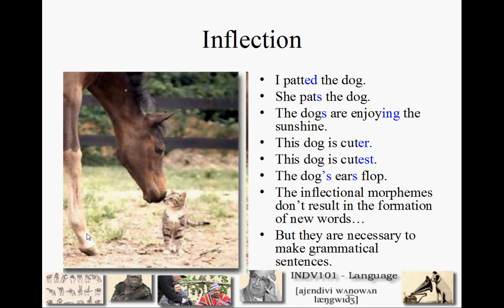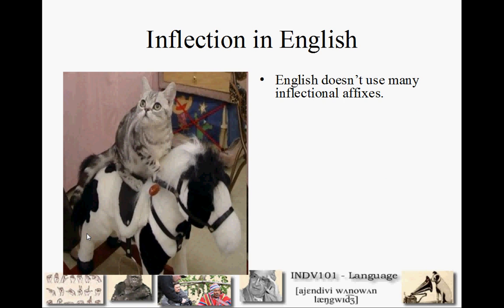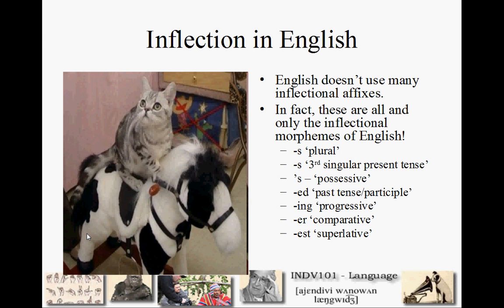So the inflectional morphemes, remember, morphemes are the smallest unit of meaning, are all highlighted in blue here, and they just add a little bit of grammatical information to the sentence. In English, we don't use a lot of inflectional affixes. There are actually only, let's see, 1, 2, 3, 4, 5, 6, 7 or 8 of them. Most of them use the sound S or Z, and they are all suffixes. So in English, we don't really have a lot of inflection.